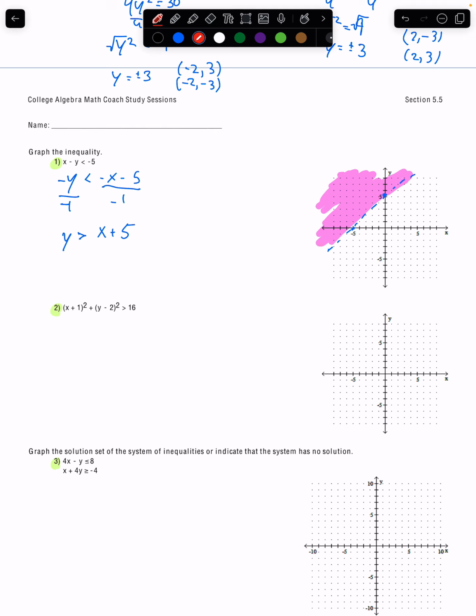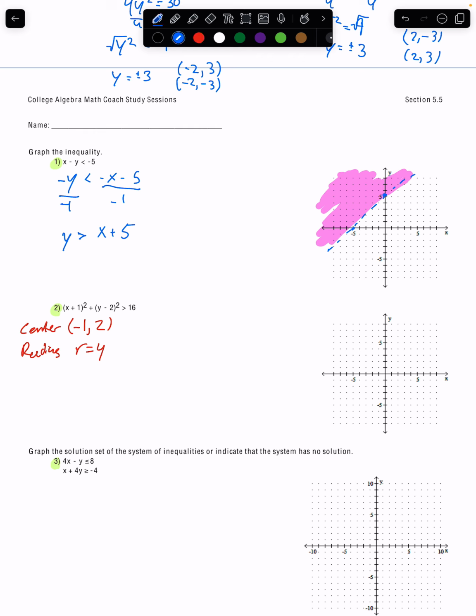Next, for number 2, we have x plus 1 squared plus y minus 2 squared greater than 16. This is just the equation of a circle. So we just need to observe that the center is going to be -1, comma 2. And the radius is going to be the square root of what it's equal to. So 16, that means it's 4.